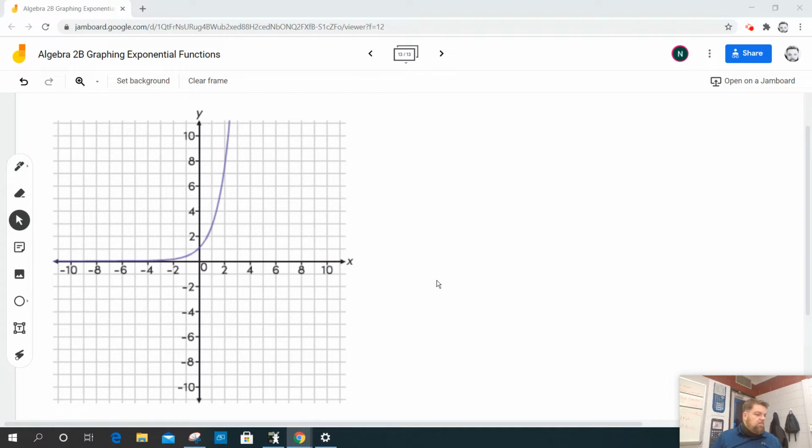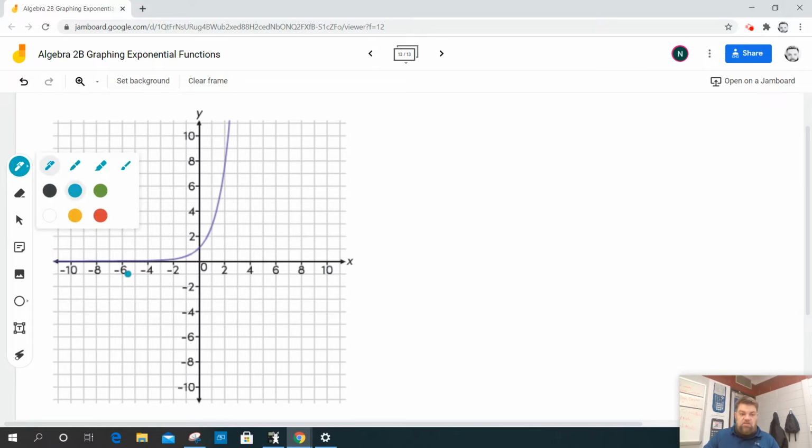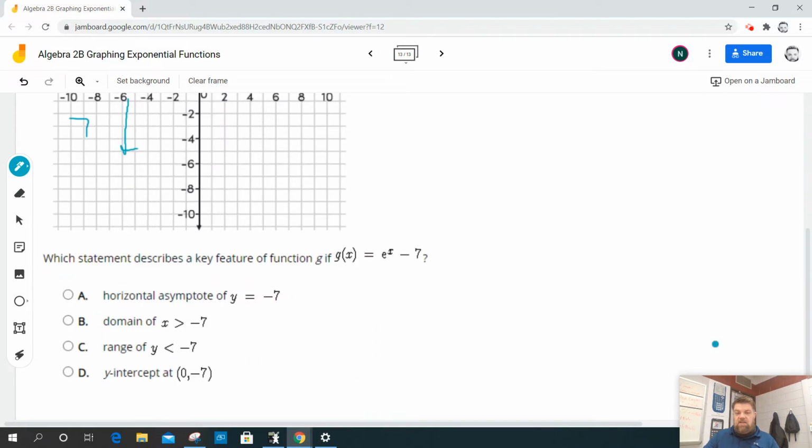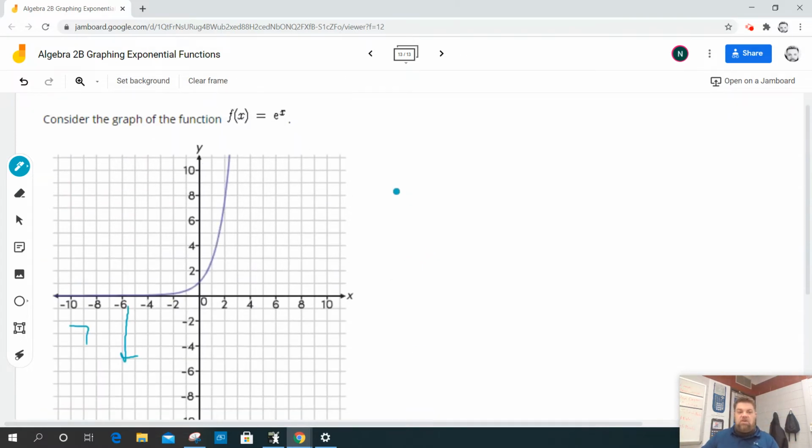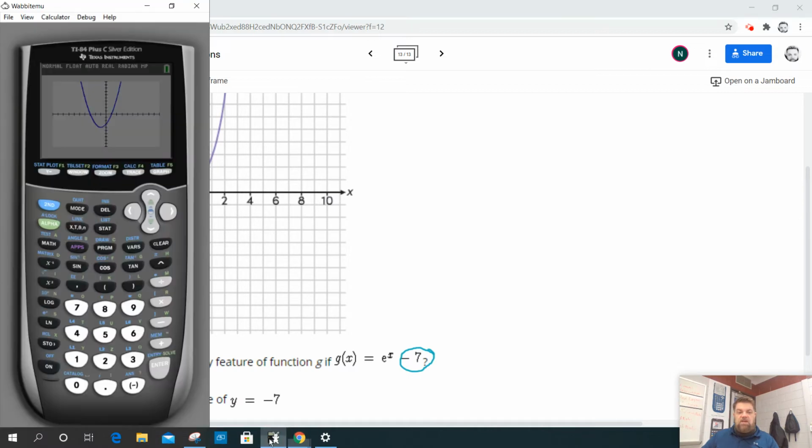Now what that minus 7 is going to do, the minus 7 is really just going to shoot this down 7 units. Okay? So the transformation that this minus 7 does to the graph is it's just going to translate it, or slide it, down 7. In other words, and let me show you on the graphing calculator.